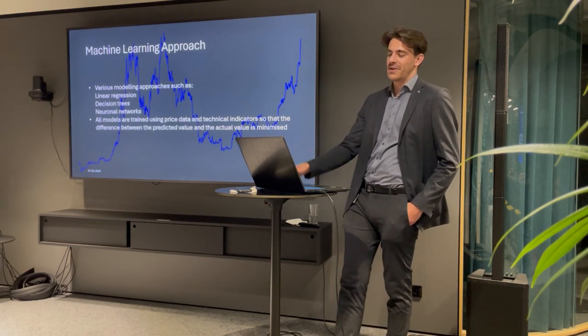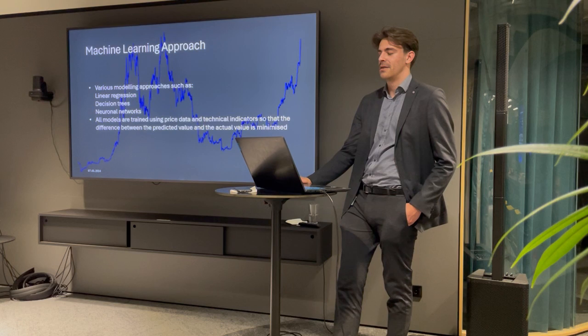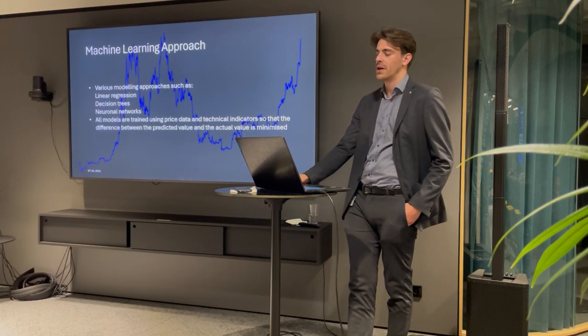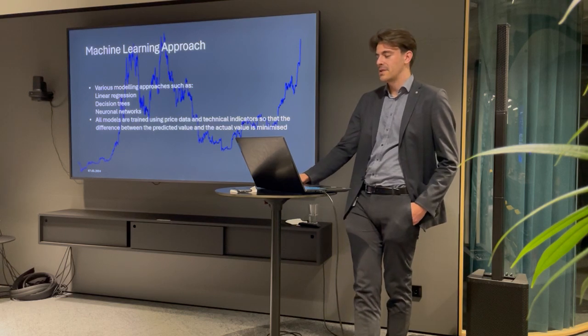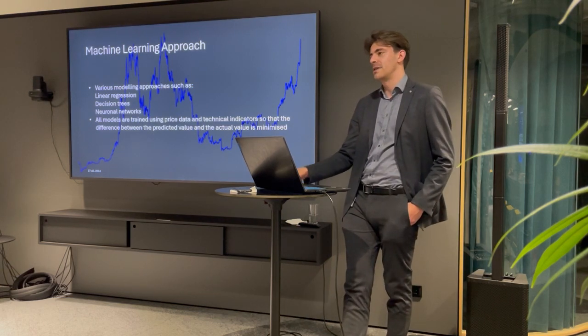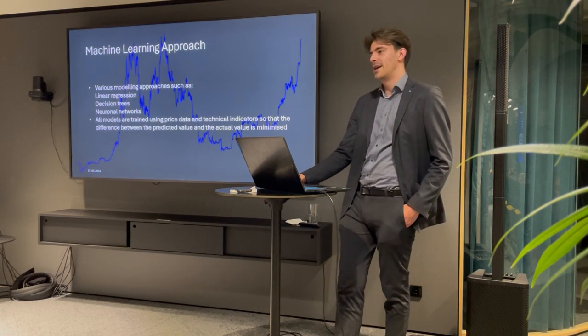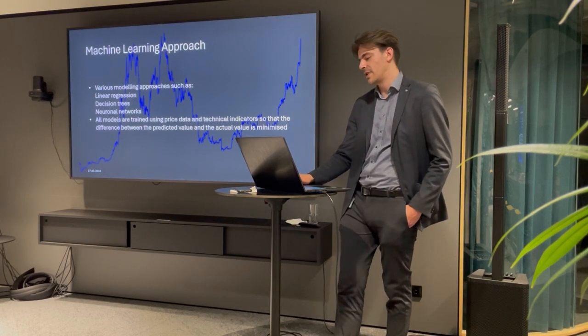All of these models are trained in the same way. You use this price data and technical indicators, which I have calculated before, to minimize the difference between the predicted value, so the predicted share price, and the actual share price which came out. And using that, you train your models.